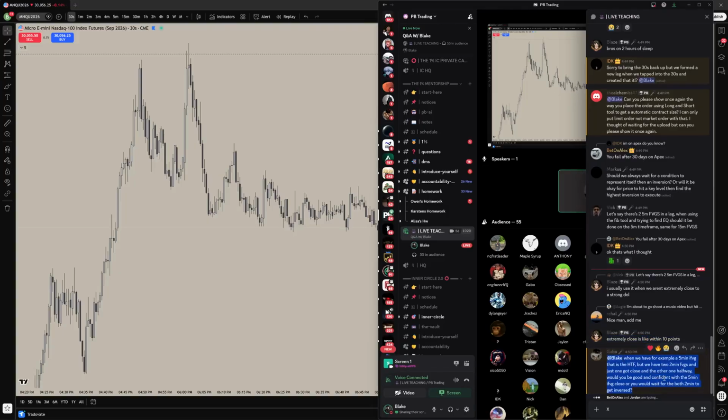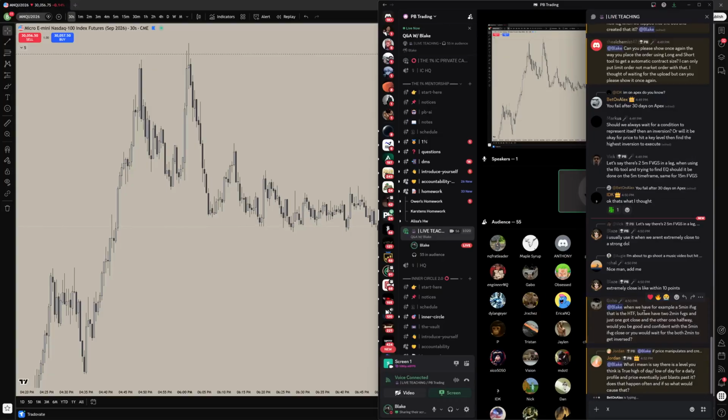When we have, for example, a 5-minute IFVG, that is the highest time frame. We have two 5-minute fair value gaps, and just one got closed, and the other one halfway. Would it be good and confident with the 5? Wait, hold on. Confident with the 5-minute IFVG close. I'll be fine with the 5-minute close.